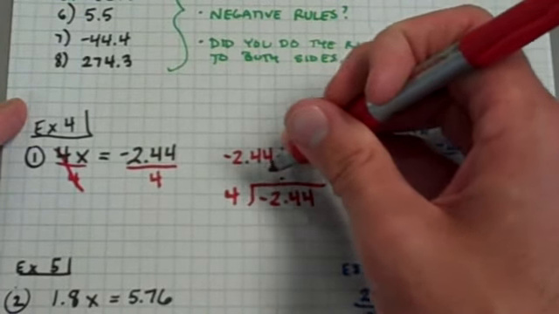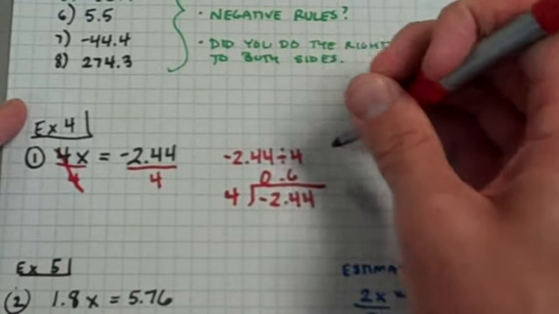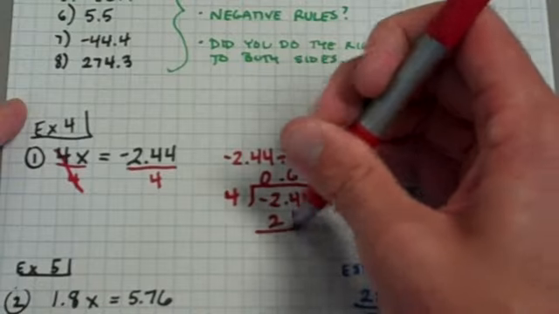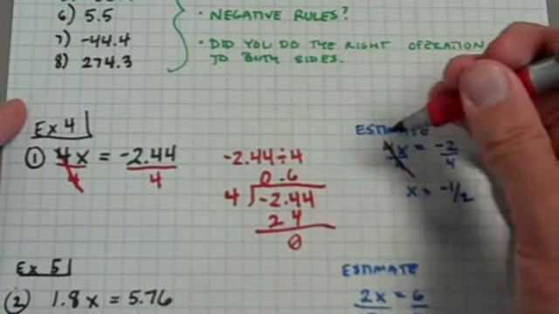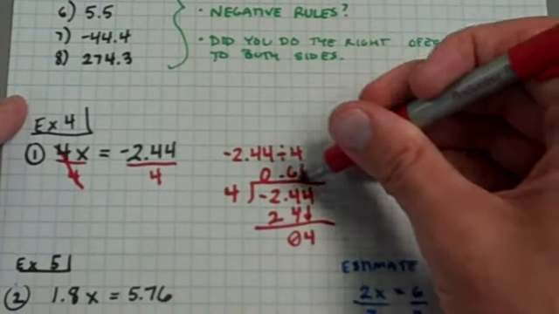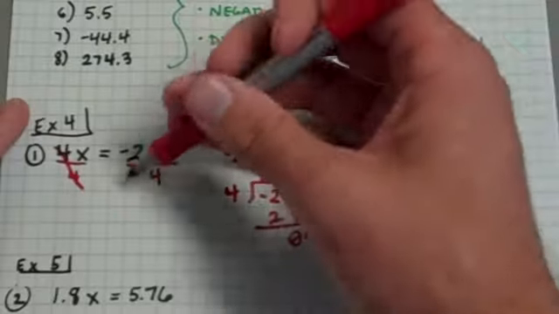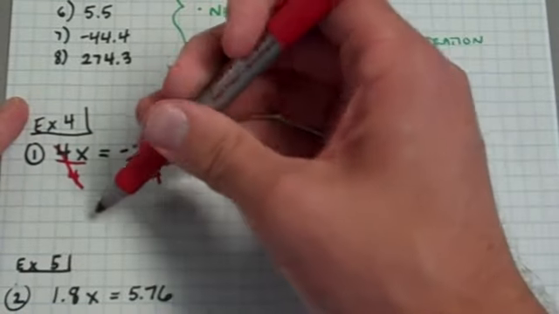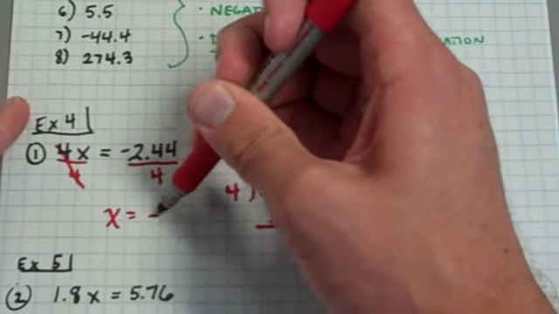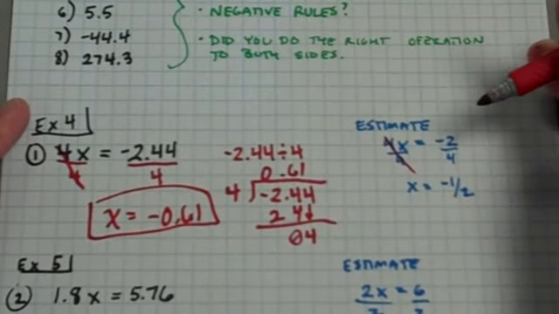4 does not go into negative 2, so that's a 0. But 4 does go into 24, 6 times, with 0 remaining. Now bring down your 4. 4 goes into 4 one time. Now remember, we did a negative divided by a positive, so that is a negative answer. So this 0.61 should be x equals negative 0.61, which is really close to negative 1/2.